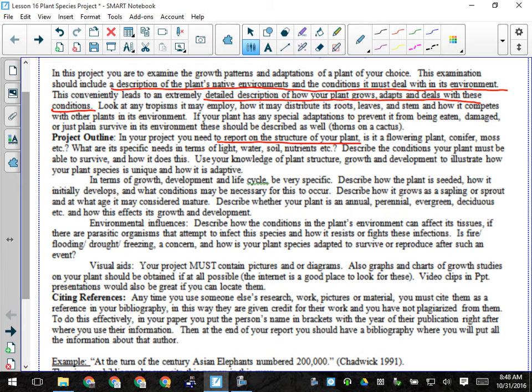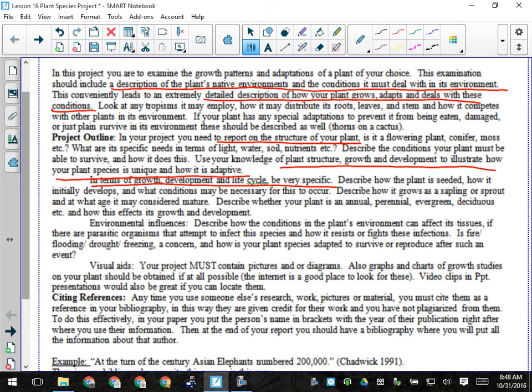Describe the conditions your plant must be able to survive, how it does this, and use your knowledge of plant structure, growth, and development to illustrate how your plant species is unique and adaptive. In terms of its life cycle, be specific. Describe how the plant is seeded, how it initially develops, what conditions may be necessary for this to occur. I gave you an example last week that there are some plants whose fruit has to be eaten by a certain animal so that the fruit and the seeds go through that animal's digestive tract to remove a coating from the seed so it can actually germinate. That's pretty specific, but there are adaptations like that out there.